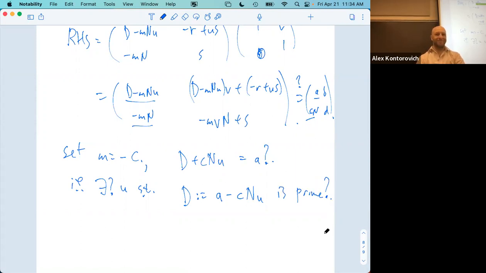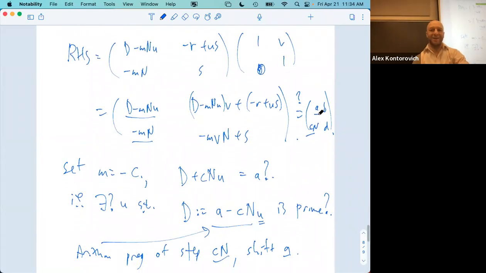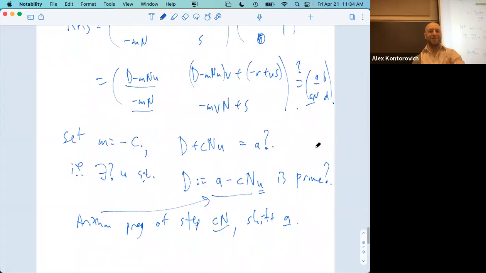We have relatively prime. U is my parameter, so this is an arithmetic progression of step NC, of modulus NC with shift A. What do I know about A and NC? Well, they make an SL2Z matrix. And A and NC are co-prime.